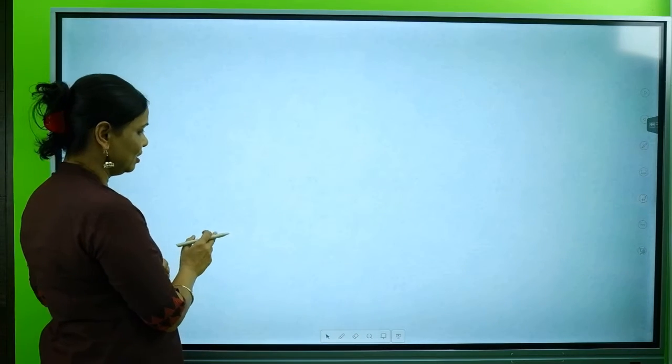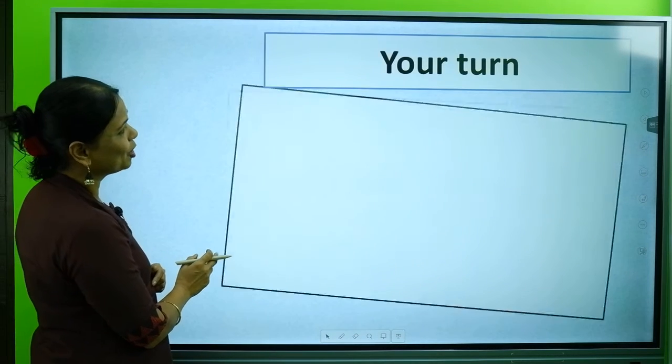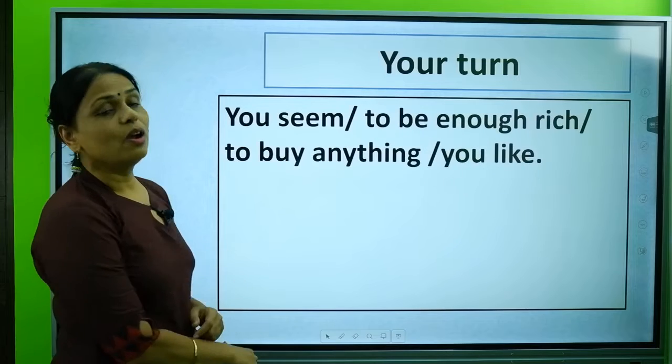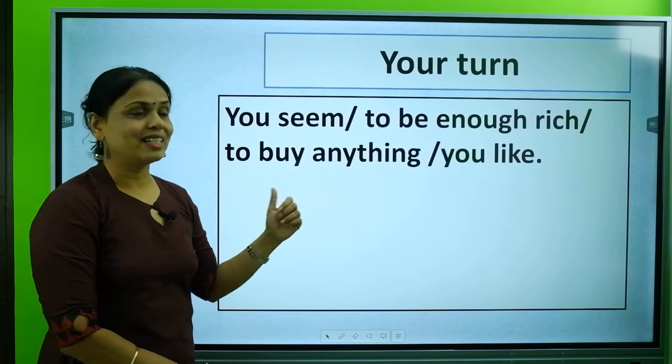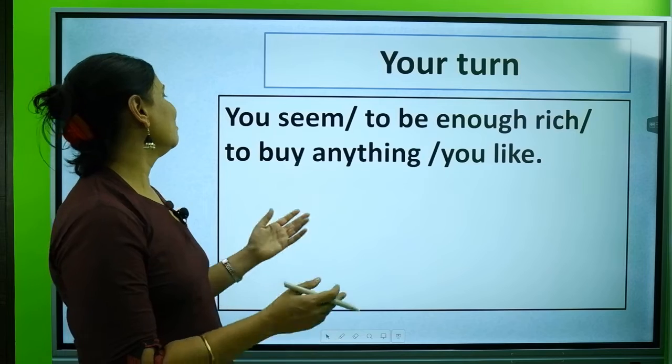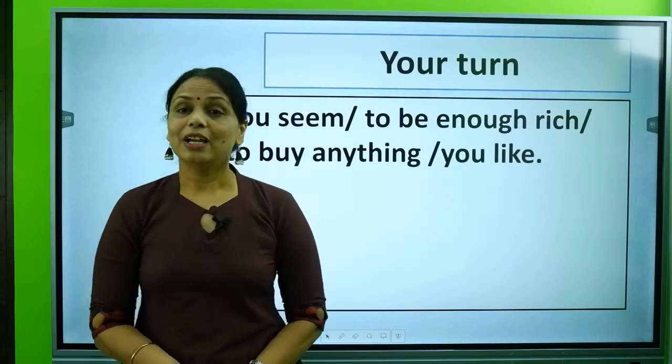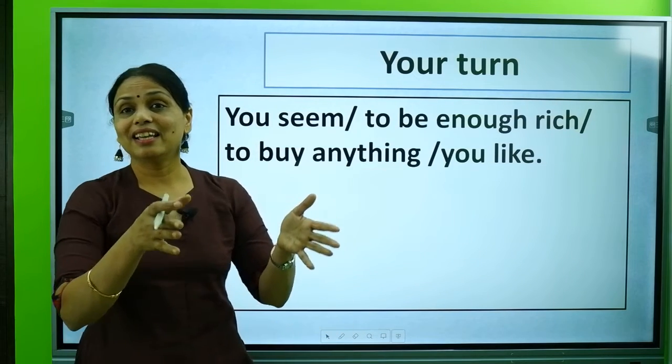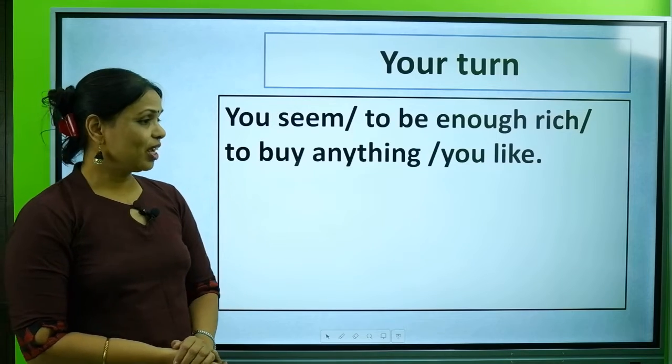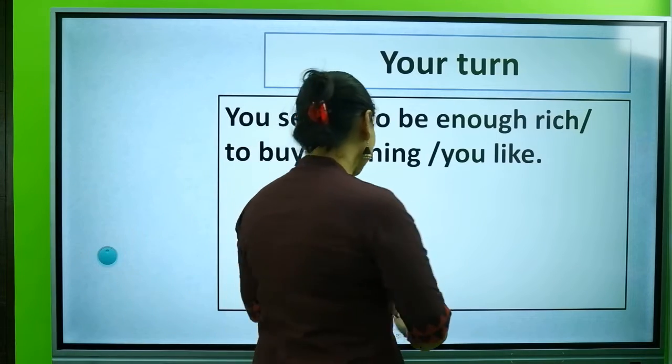Now, after this much of explanation, it's your turn. You are going to tell me where the error lies in this sentence. You seem to be enough rich to buy anything you like. You are going to tell me the correct sentence in the comment section. Let me check if you have done it correctly or not.